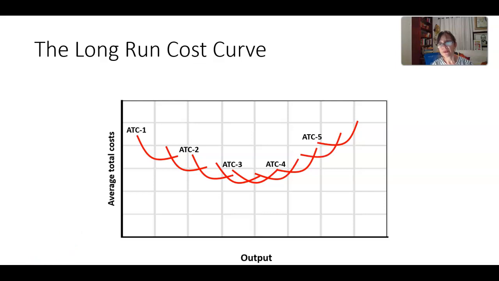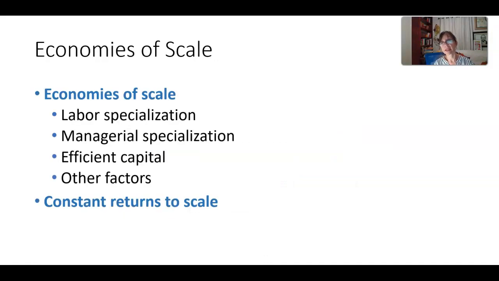Okay. So when we hook together a bunch of short-term events, we have a long-term. So the long run cost curve is the envelopment of all the short run average total cost curves. So the long run average total cost curve envelops all the short run average total cost curves, and that becomes our long run curve.